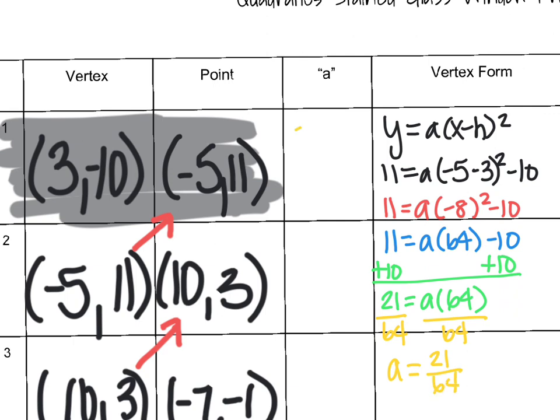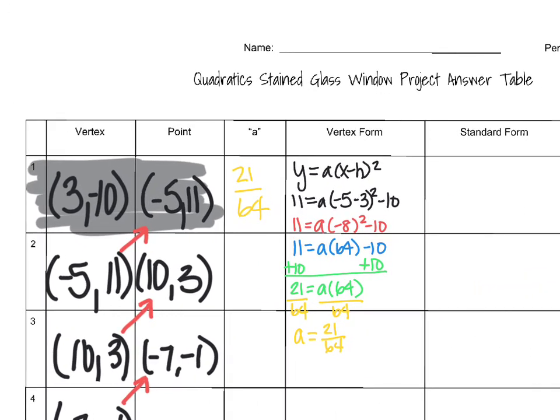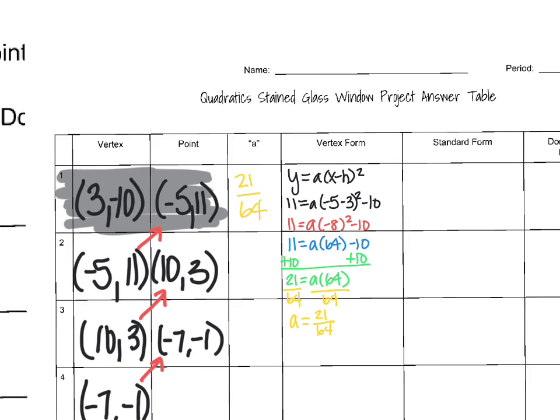So you are probably going to get some pretty ugly fractions here, and that is okay. So this is my a value for this problem. By the way, that doesn't reduce. That's why I left it alone. So that means the next thing I would do is go to my vertex form and write that in based on the equation that I came up with. So if you can focus on getting that part of it done, that's going to be the biggest thing.